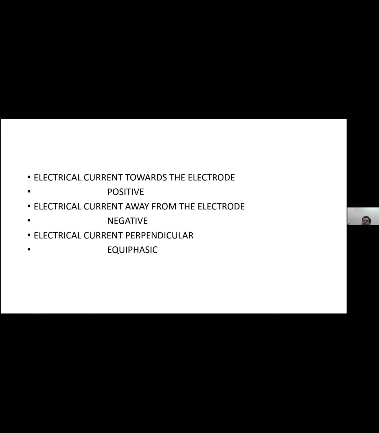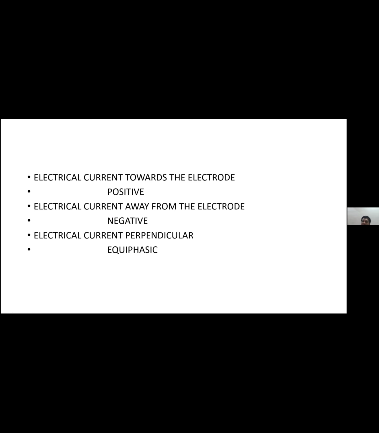Most of the time in sinus rhythm, the P wave will be upright in lead 1 and inverted in AVR. Most of the time, you will have the tallest QRS complex in lead 2, and an equiphasic complex in AVL. This is the most of the time.